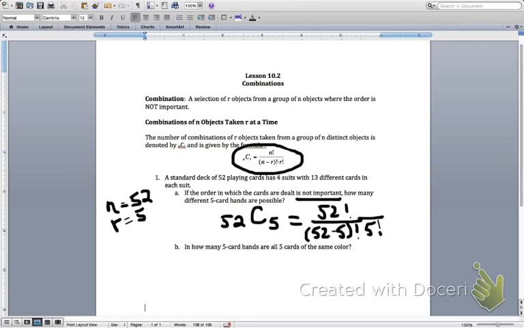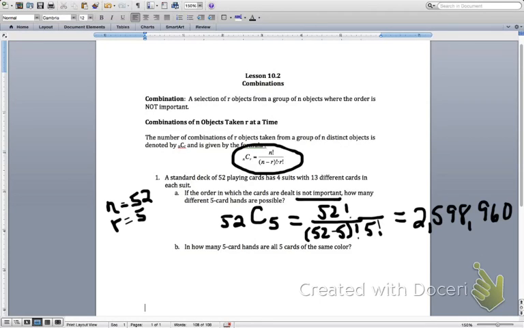We can do this right on our calculator, much the same way we did permutations on the calculator. You're going to type in your 52, go to Math, over to PRB, and select the nCr button. After you select that, you hit the 5 and enter. And we see that there are 2,598,960 possible hands.